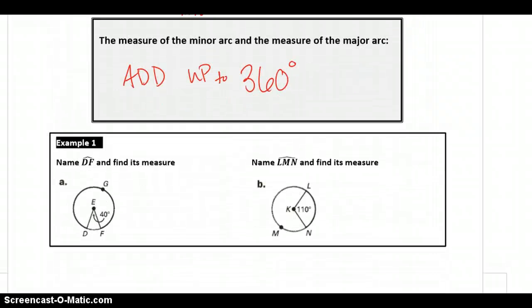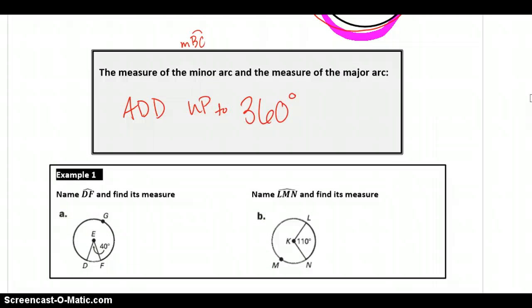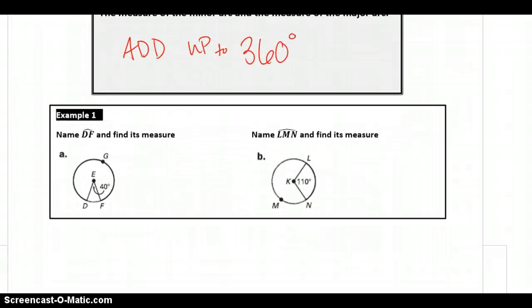Example 1, name DF. They want us to tell whether that's the minor or major arc and find its measure. So, is DF describing the minor arc, the smaller arc, or the larger major arc? If it is only given us two letters, it's describing the minor arc. And what is the measure of the minor arc? The smaller angle in there.